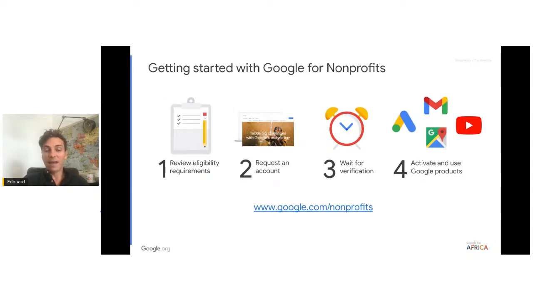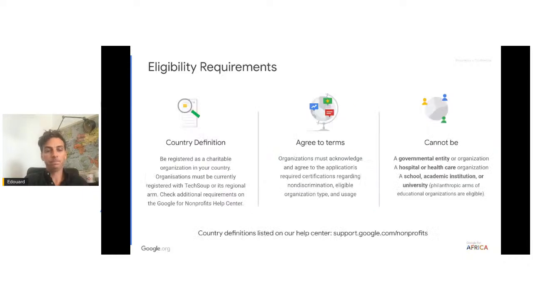When you have checked these eligibility requirements, you will be able to request an account on the Google for Nonprofits website. And it will take some time to wait for verification and answer additional information that we may need. Then, and only then, you'll be able to activate and use our products. You will have to activate them one by one to be able to access each and every one of them.